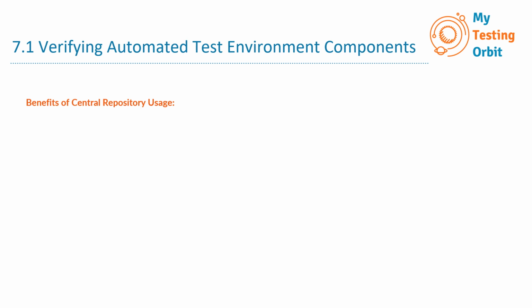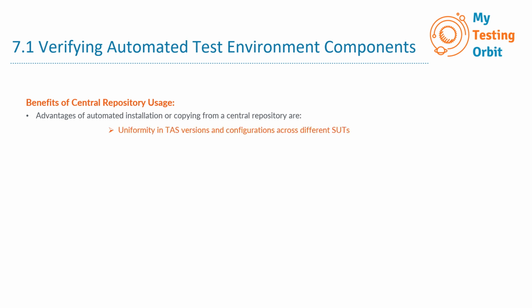Next, we have benefits of central repository usage. Advantages of automated installation or copying from a central repository are: the first one is uniformity in TAS versions and configurations across different SUTs. When you are conducting tests across various SUTs, using a central repository to install or copy the TAS makes sure that every test is done using the exact same TAS version and set up on all those different systems. So it's like making sure that everyone plays by the same rules in the testing game.